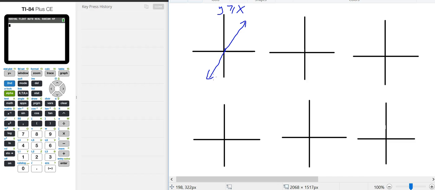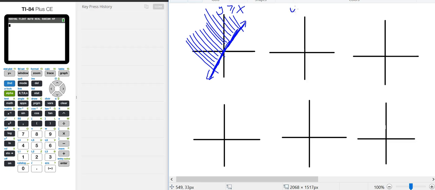So since this line has a positive slope, we're shading this side of the line. So this whole area is our solutions to the inequality. Notice that I used a solid line when graphing this inequality because y is greater than or equal to x.